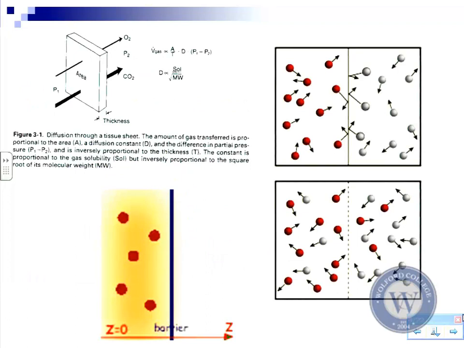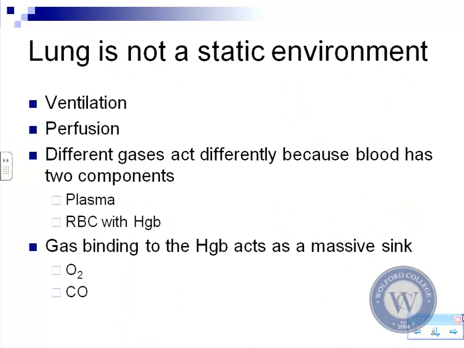Again, this is a nice little drawing showing you what happens with diffusion. You have many particles on one side and no particles on the opposite side. Eventually this is going to equilibrate, or try to equilibrate, depending on the diffusion capacity of that molecule. The lung is not a static environment. It requires two concepts, very importantly: adequate ventilation and adequate perfusion.